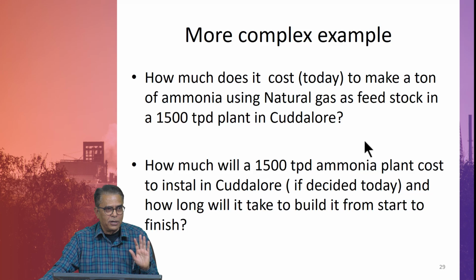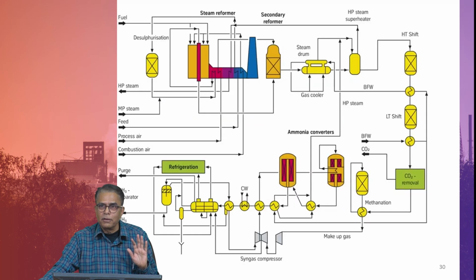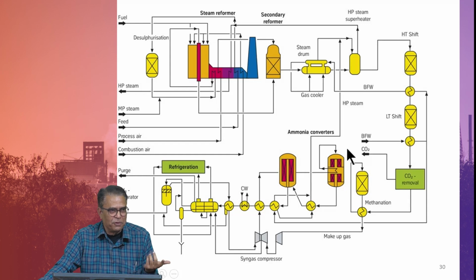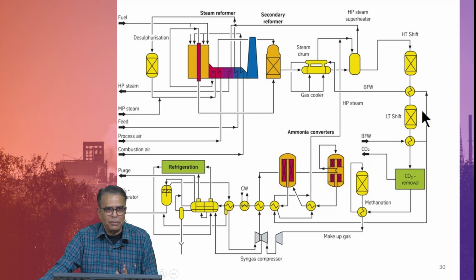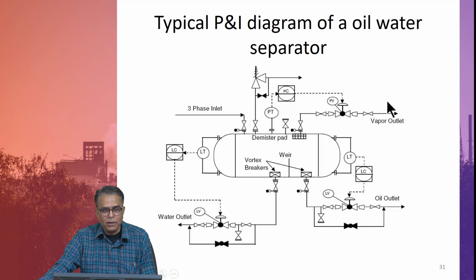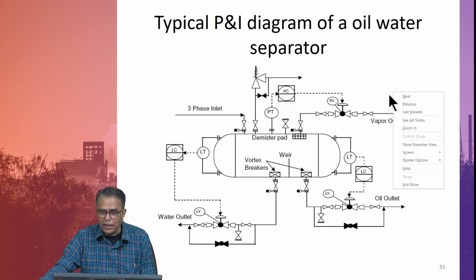You can imagine the horrendous task there. Just to have some fun, I showed one flow diagram. It is not even a flow diagram, it is a part of a flow diagram. Look at this, it is a standard steam reformer, right. Fuel comes, desulfurization, reforming, primary reforming, secondary reforming, CO2 conversion, low temperature, high temperature, synthesis gas, recirculation, refrigeration, CO2 removal, blah blah.